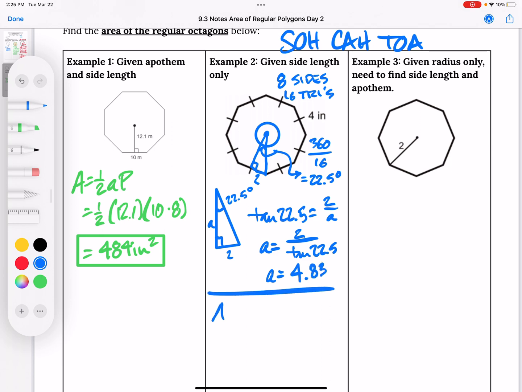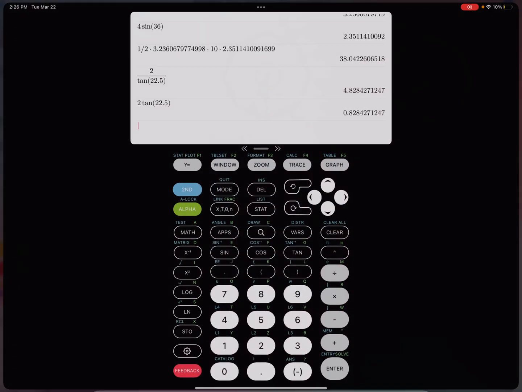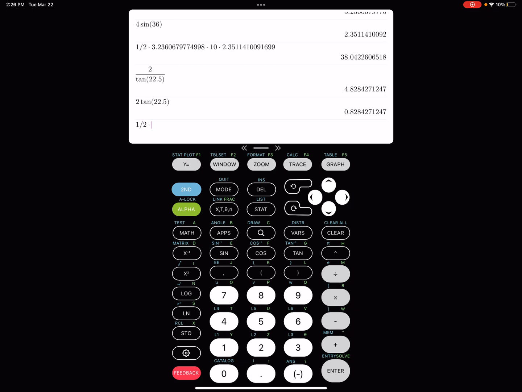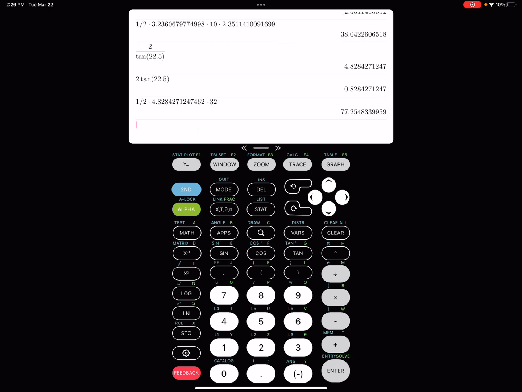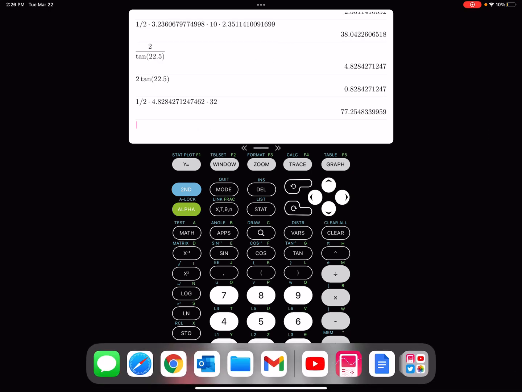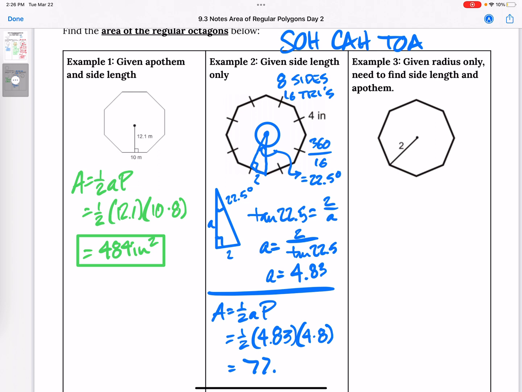Well, now we've got what we need. Area equals 1/2 little a times p. So 1/2 times my apothem of 4.83 times my perimeter. I've got 2 times 16 or 4 times 8, which is 32. So let's multiply all that out. I need 1/2 times this number times 32, which gives me 77.25. 77.25 inches squared.